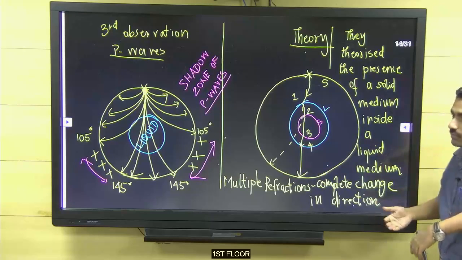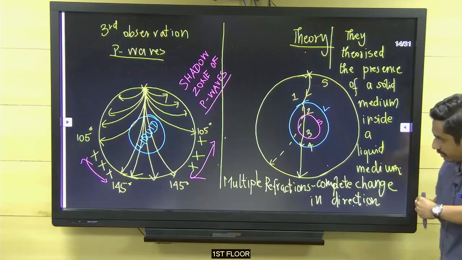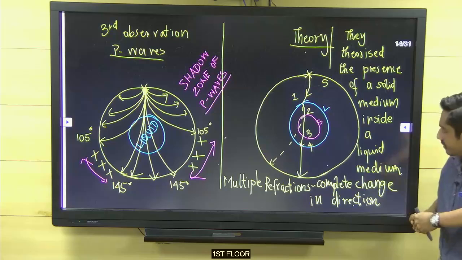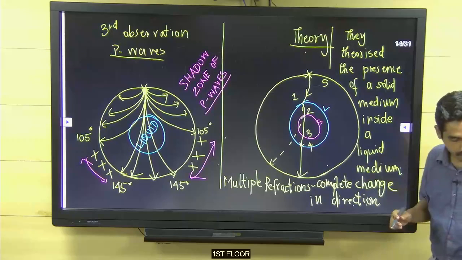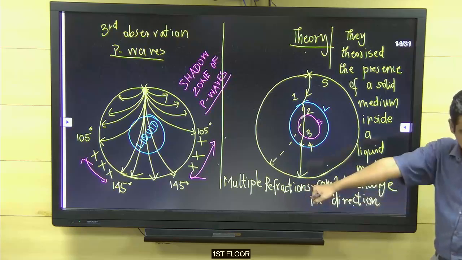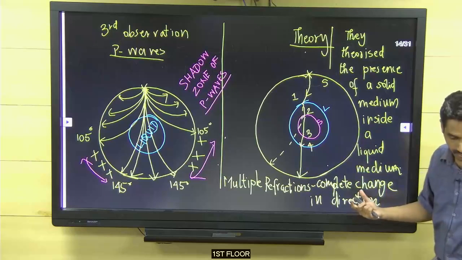And I'll read the statement, then I'll move on. They theorize the presence of a solid medium inside a liquid medium because multiple refractions can explain that; that is the way for a complete change in direction. Multiple refractions cause complete change in direction. What is this solid medium? You'll get the answer in the next slide. It's mostly iron.